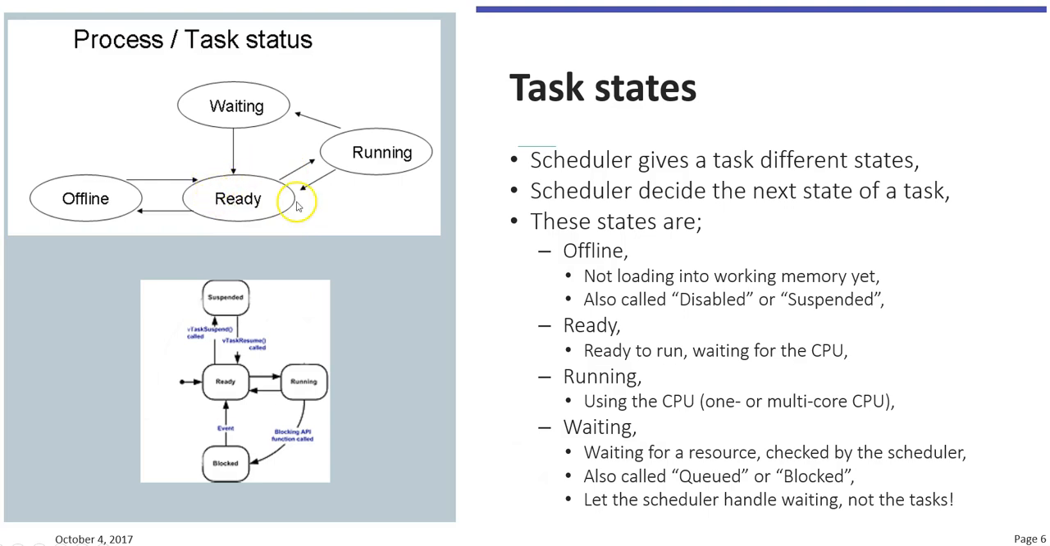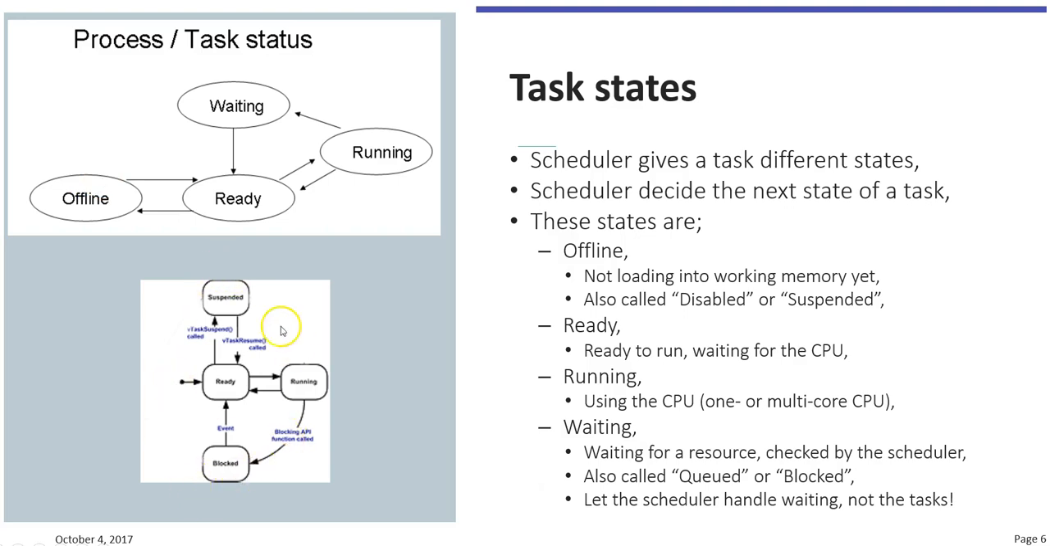You start at ready, and then when you have a high enough priority, the scheduler will switch you to running. That means you are the one that is using the CPU, and when it's aborted by the timer interrupt, you will be put back to the ready state. If you need some sort of resource and the resource is occupied, you can go to the waiting state. And then when the resource is available, you will go back to ready and then use the CPU when you have a high enough priority or the scheduler decides that you can use it again. The last state is offline. Offline means that you have not been loaded into memory.